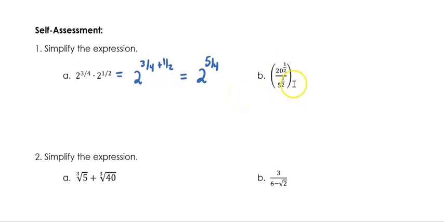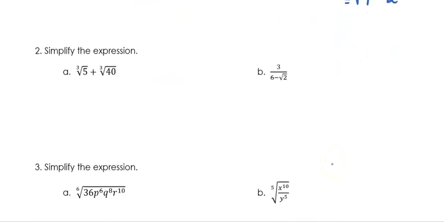Okay, on B, because these are both to the 1/2 power, you can kind of undo where we distributed that 1/2. So you can put the 1/2 outside and you still have 20 over 5. So 20 over 5 is 4. 4 to the 1/2. Remember that a 1/2 power is like a square root. So the square root of 4 is 2.